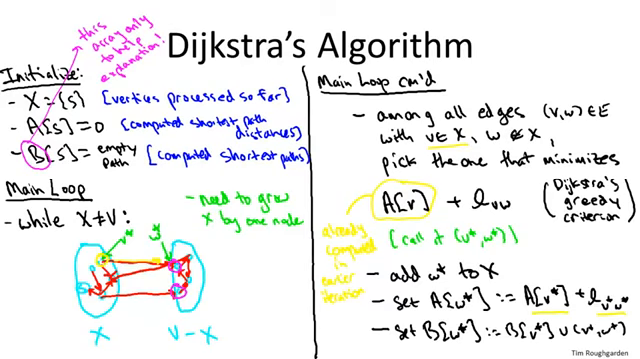So we add the head of that arc W star to the set capital X, and then we compute the shortest path distance to W star to be the previously computed shortest path distance to V star plus the length of this extra hop V star W star.